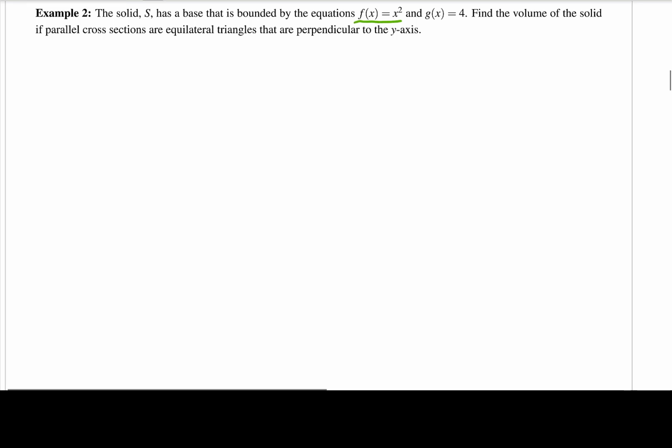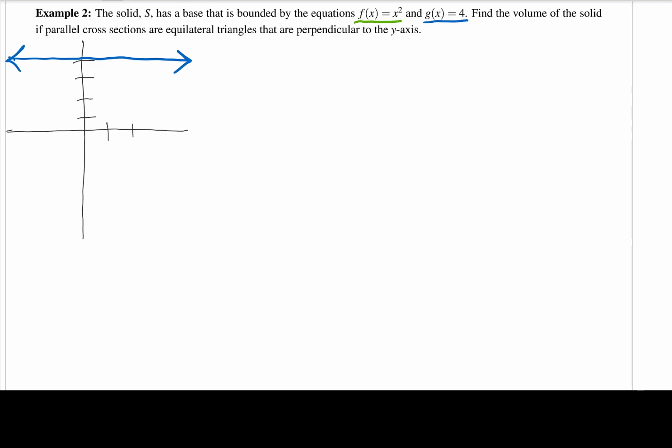So just like in our previous videos, I'm going to go ahead and mark these with colors so I can get an idea of what they look like. Okay, so I know g of x equals 4. Looks something like this, right? A horizontal line at y equals 4. And then f of x equals x squared. Well, that should hopefully look something like this.